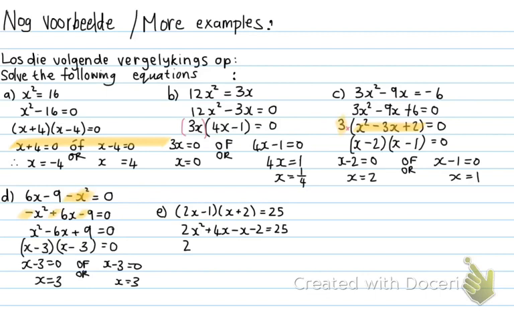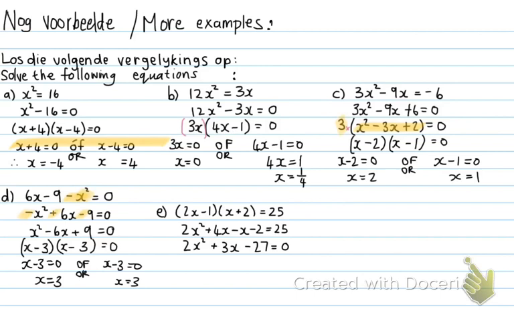Now I want the 25 to go over to the left-hand side so that I have 0 on the right-hand side. So I get 2x squared plus 3x minus 27 is equal to 0. Now that's a trinomial, but a little bit of a more difficult trinomial to factorize. So I'm going to use the cross method.